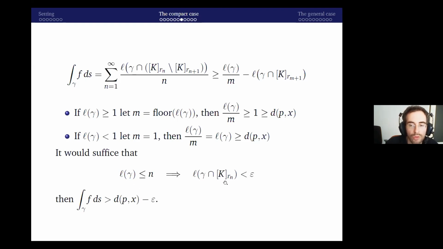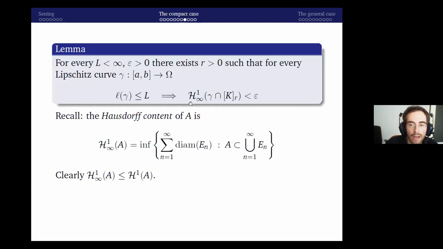We have to choose the numbers Rn in such a way that whenever a curve has length at most n, then the part of the curve inside the nth neighborhood is at most epsilon. And we won't be able to get this exactly, but we are able to get something very similar, replacing the length here by the Hausdorff content.